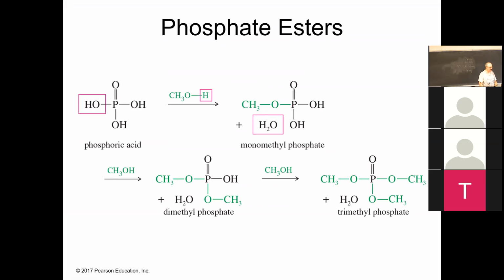So phosphate esters are very important not only in organic synthesis, but also in biochemistry. Here's phosphoric acid. We can esterify 1, 2, or all 3 of these OH groups. So here is dimethyl phosphate. Here's trimethyl phosphate, monomethyl phosphate.